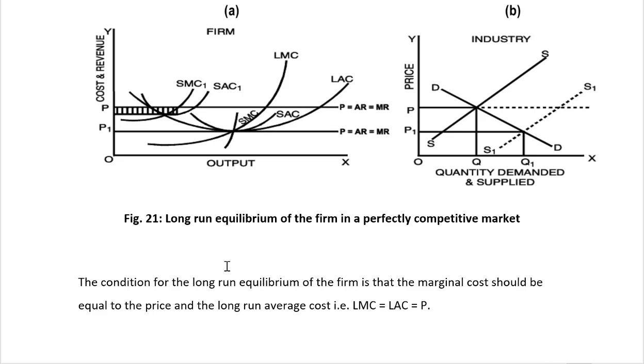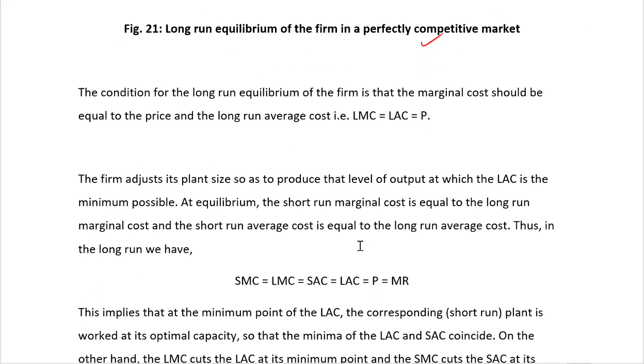Long run equilibrium of the firm in a perfectly competitive market. The condition for the long run equilibrium of the firm is that the marginal cost should be equal to the price. Over here, the marginal cost should be equal to the price, and LMC equals LAC equals P. At this point, as you can see, LMC equals LAC equals P. So this is the condition for long run equilibrium.